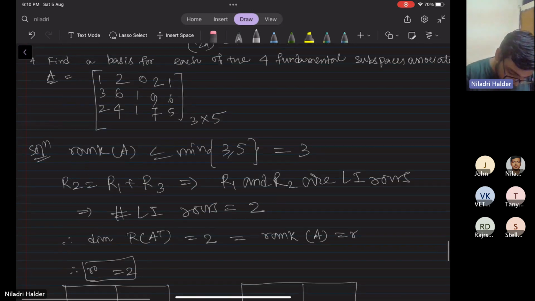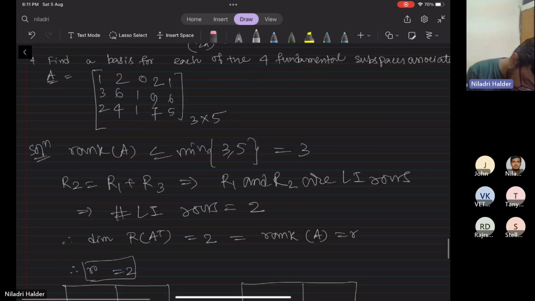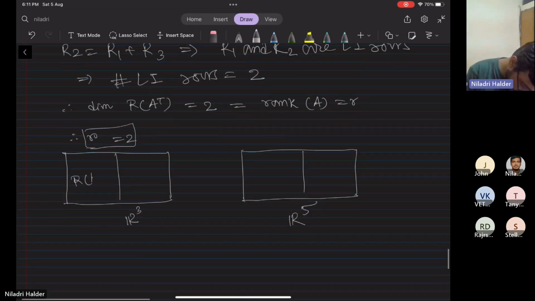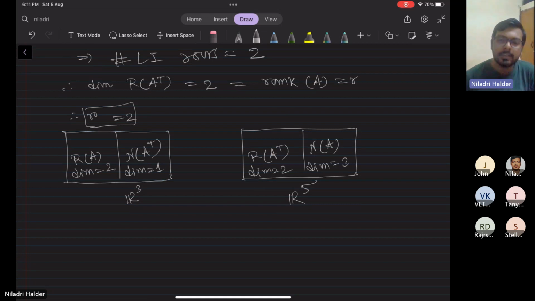So the number of rows is three, and the number of columns is five, so each column has three elements. Here somewhere this is the range space of A, and this is the null space of A transpose. Here the dimension is 2, and here the dimension is 1. So only two basis vectors for the range space and only one for the null space of A transpose. And here is the range space of A transpose, dimension 2, and the null space of A has dimension 3. So there are two basis vectors for the row space and three for the null space of A. Now what should those bases be? We need to find out.